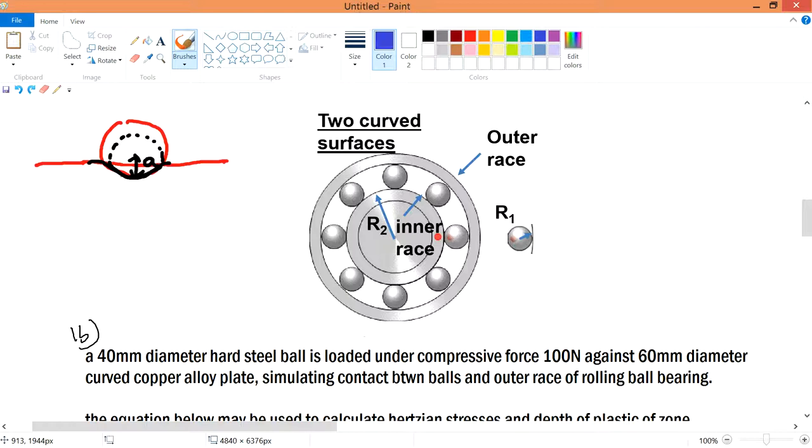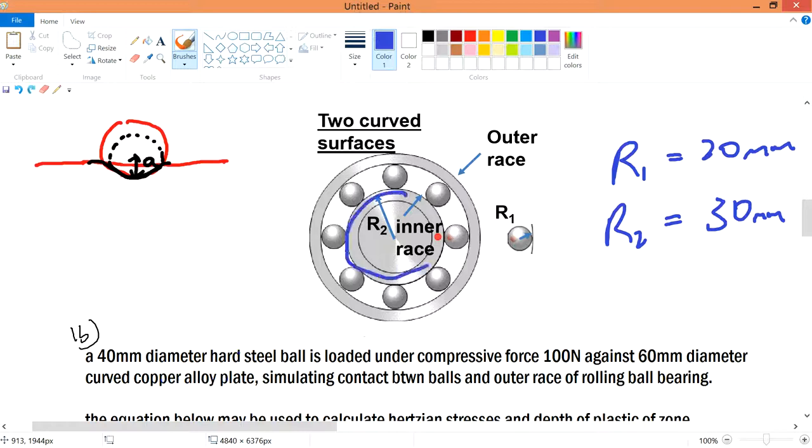The first thing you need to do is to know what R1 and R2 are. R1 is normally the radius of the bearing, the radius of the steel ball. The diameter is 40mm, so the radius is 20mm for the ball. Then R2 is equal to 30mm for the curved copper, because this thing over here is 60mm. I think you get what I mean already.